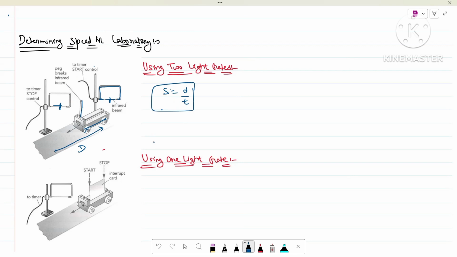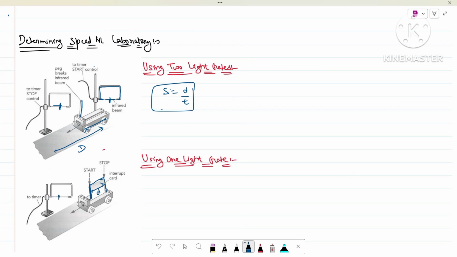We can find speed using one light gate also. How? For finding the speed using one light gate, we will use this interrupting card. We know the length of this card, let's say it is D. When the starting of this card enters here, it will interrupt the signal, and the timer will be switched on.